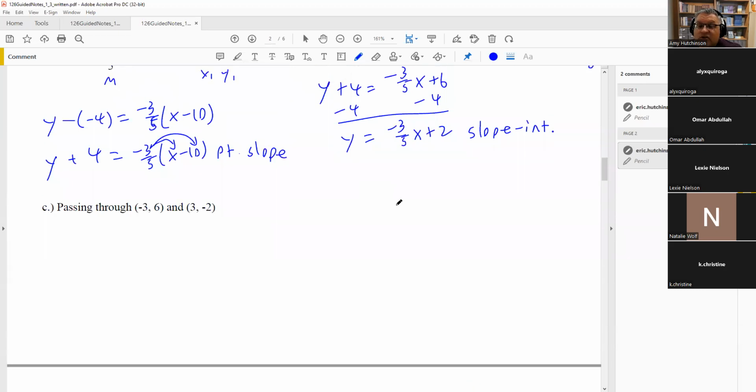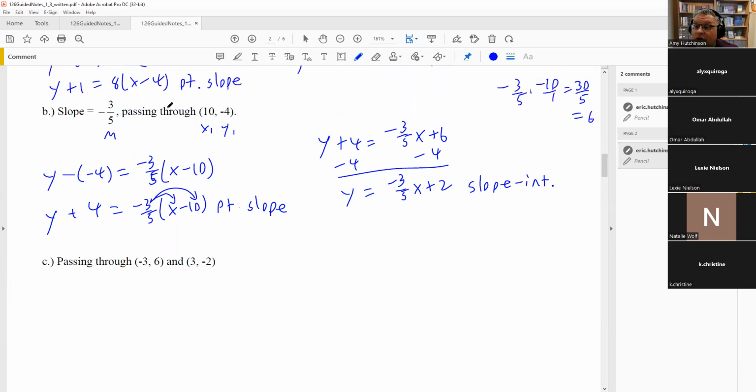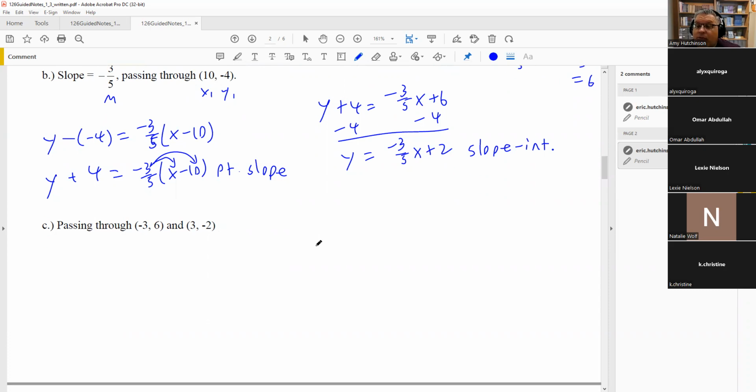All right, now part C is a little bit different. So this is passing through -3, 6 and 3, -2. What's different about the problems we did above is that they automatically told us the slope and one of the points that it passes through. We don't have this. We have points, but we don't have the slope. So for this kind of problem, what you would have to do first is use the slope formula.